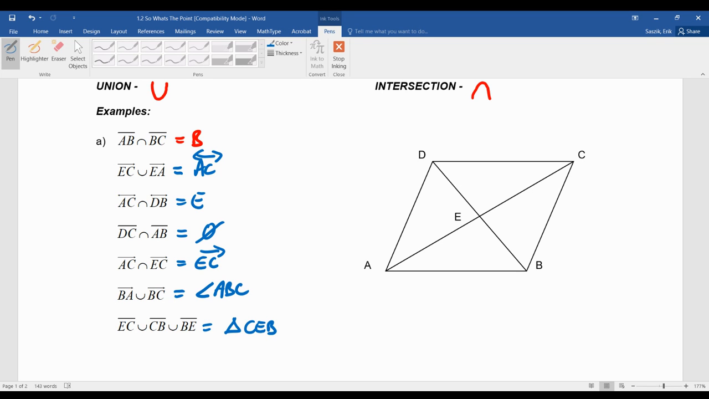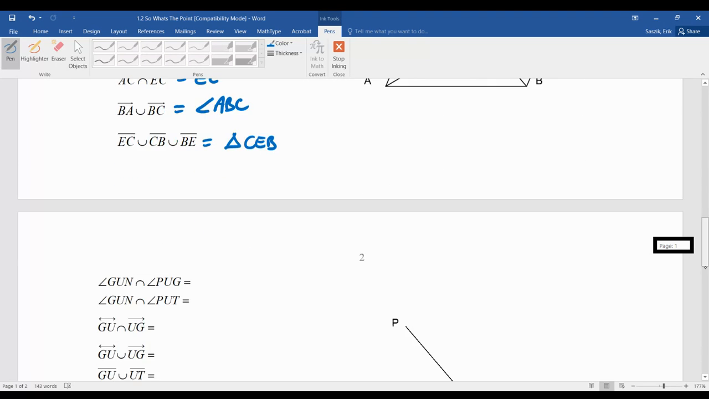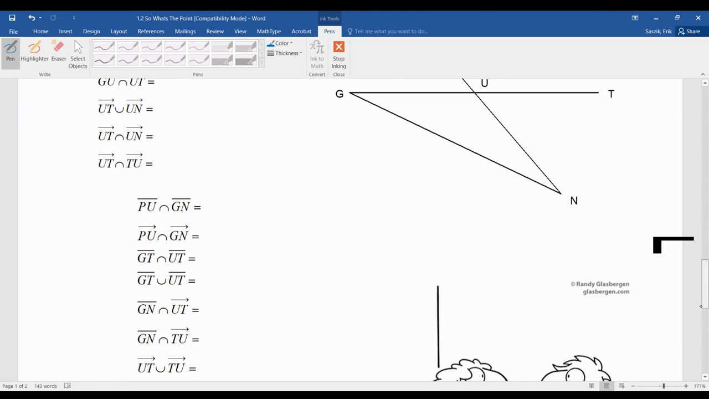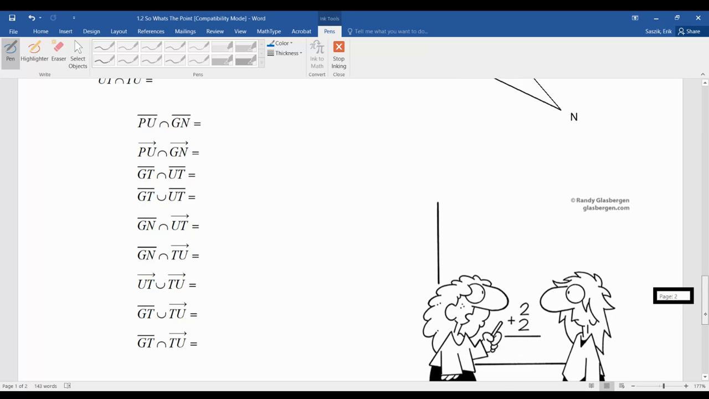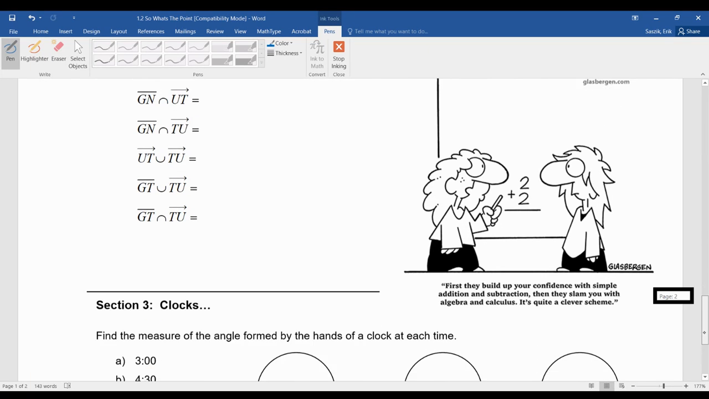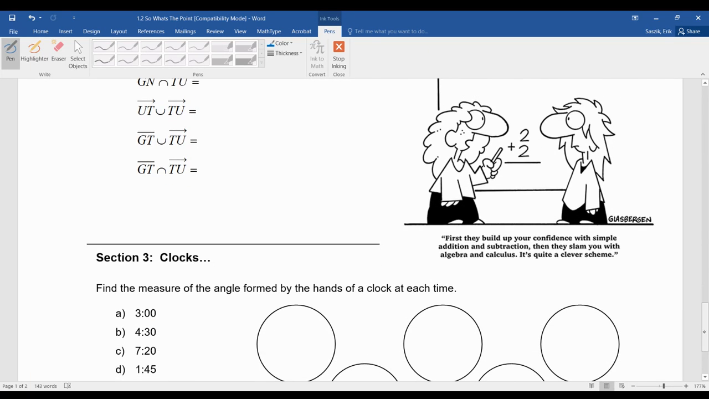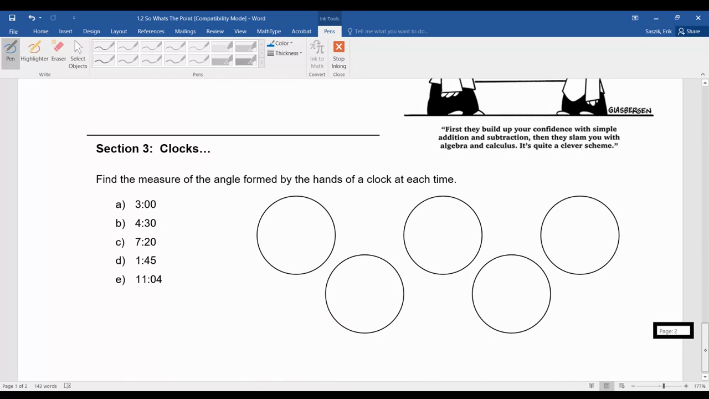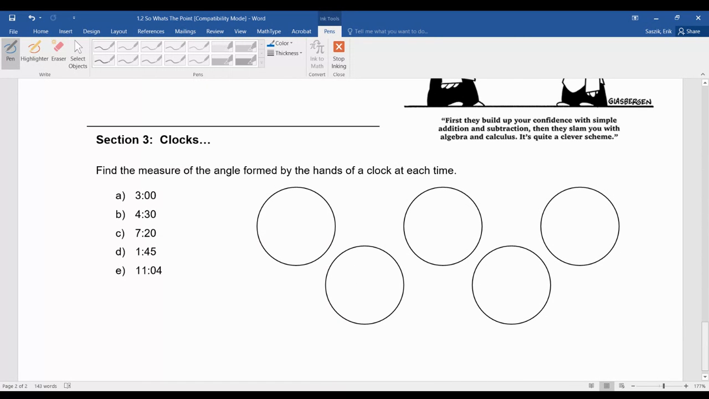Now, there are some problems on the back. I'm not going to go over these here. If you feel like you need to practice, you can go over these, and the answers are going to be on the solution document that will be posted in the current unit on Canvas. What I do want to do is spend a little bit more time with these clock problems down here at the bottom.